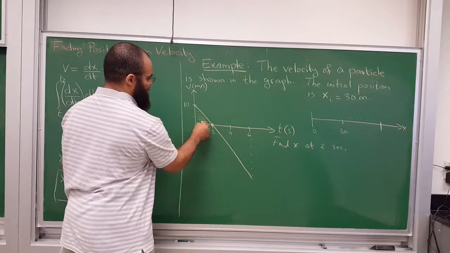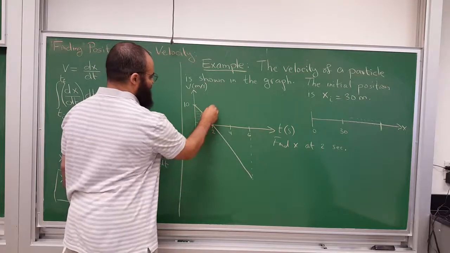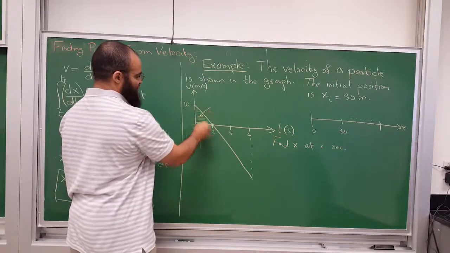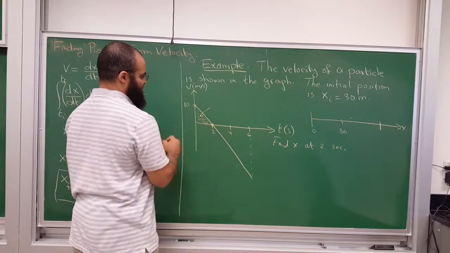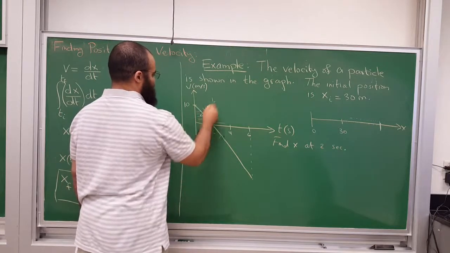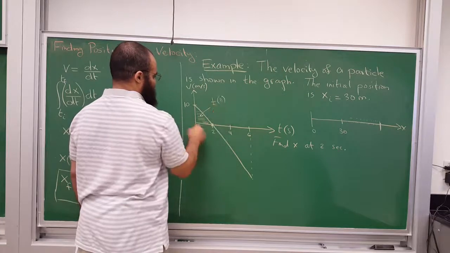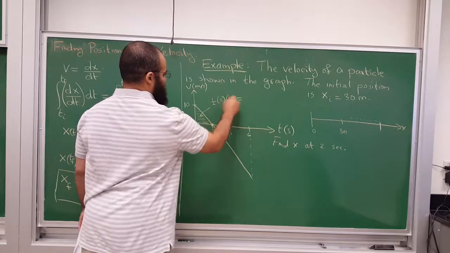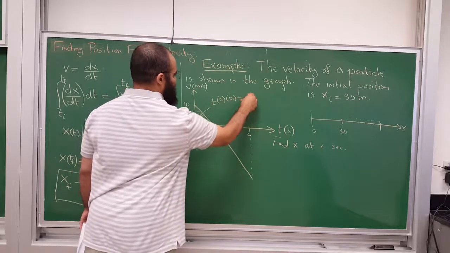Well, we said the position is the integral of velocity, so it's the area here, up to 2 seconds. What is this area? It's a triangle, so it's half the base times the height. The base is 2, from here to here, times the height, 10. Half of 2 is 1, times 10, so that's 10.